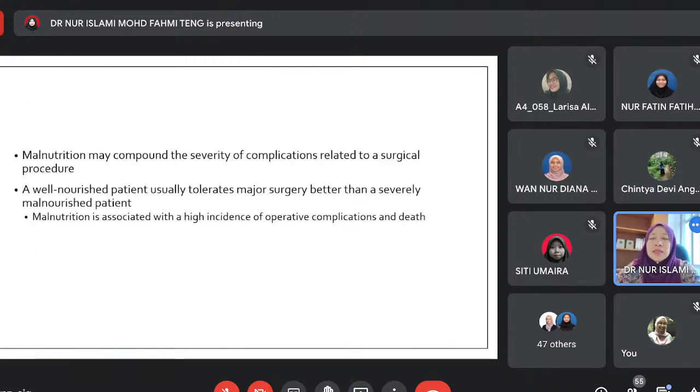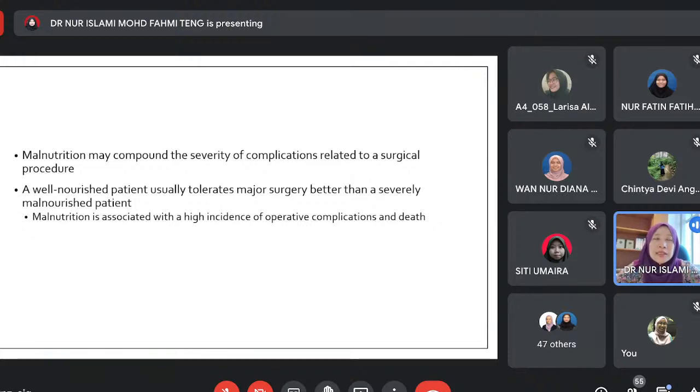Okay, so malnutrition may compound the severity of complications related to the surgical procedure. A well-nourished patient usually tolerates major surgery better than a severely malnourished patient. So malnutrition is associated with a high incidence of operative complications and deaths.